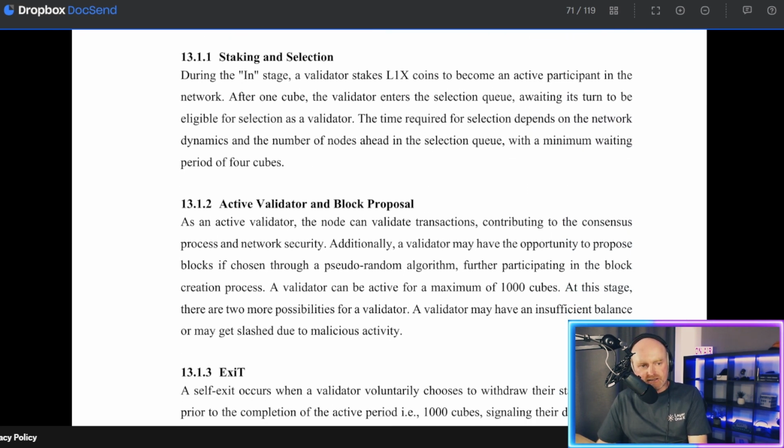13.1.1, Staking and selection. During the in stage, a validator stakes L1X coins to become an active participant in the network. After one cube, the validator enters the selection queue, awaiting its turn to be eligible for selection as a validator. The time required for selection depends on the network dynamics and the number of nodes ahead in the selection queue, with a minimum waiting period of 4 cubes.